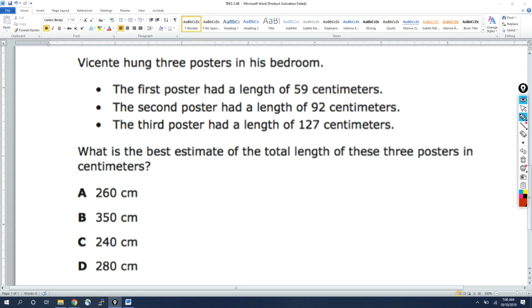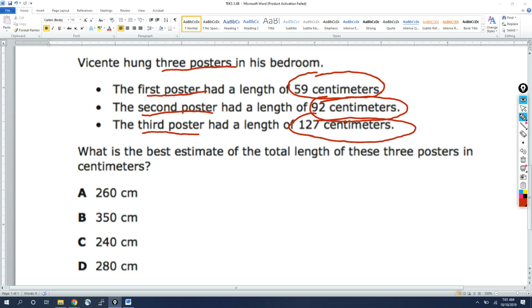Vincent hung 3 posters in his bedroom. The first poster has a length of 59 centimeters. The second poster has a length of 92 centimeters. The third poster has a length of 127 centimeters. What is the best estimate of the total length of the 3 posters in centimeters? So we need to use a CUBES strategy to understand the word problem in here. You understand there are three posters. The first poster has a length of 59 centimeters. The second poster, okay, 93. And the third poster will be 127 centimeters. When they ask what is the best estimate, you understand that you need to do rounding.